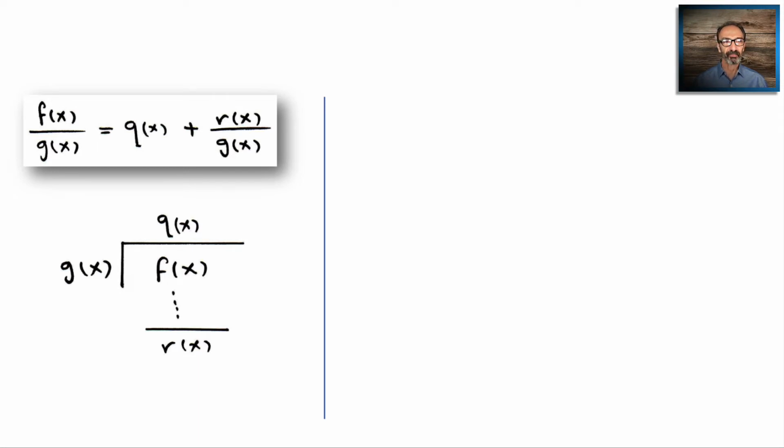Now, just to see with numbers if it makes sense, 32 divided by 5 as a long division looks like this. 5 into 32 gives you 6. 6 times 5 will give you 30. And when you subtract 32 minus 30, you get 2. So that's my quotient, that's my remainder.